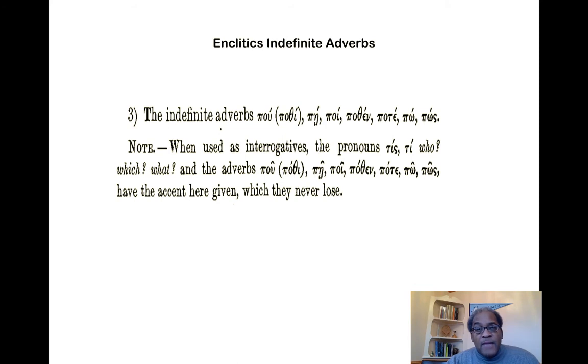The indefinite adverbs, pu, pe, poi, pothen, pote, pos, and pos. These words are indefinite as enclitics when they're indefinite, but when used as interrogatives, who, which, what, etc., they have the accent which they never lose. And we'll go into that in a second when we look into a chart of them.